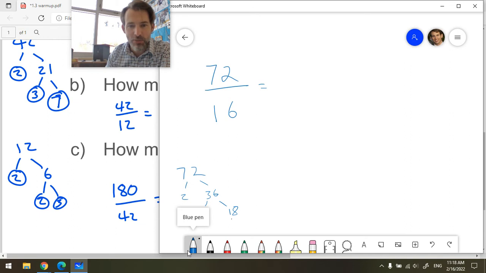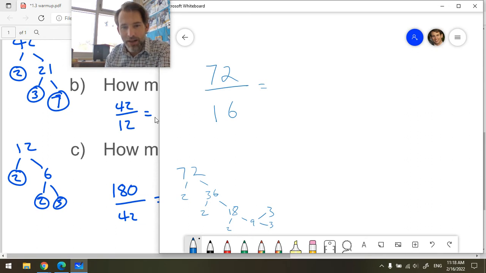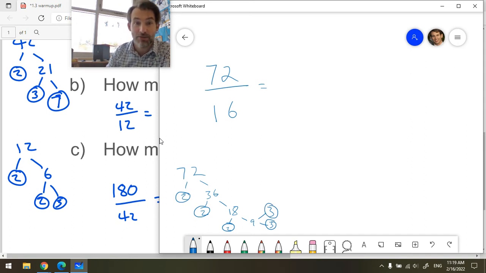So 18 is divisible by 2. It's 2 times 9. And then 9 is not divisible by 2, but it's 3 times 3. So I know that's the blue pen. Go away, blue pen. All right. And so here, let's circle our primes. 2 times 2 times 2 times 3 times 3. That shouldn't surprise us. It's 8 times 9 is 72.